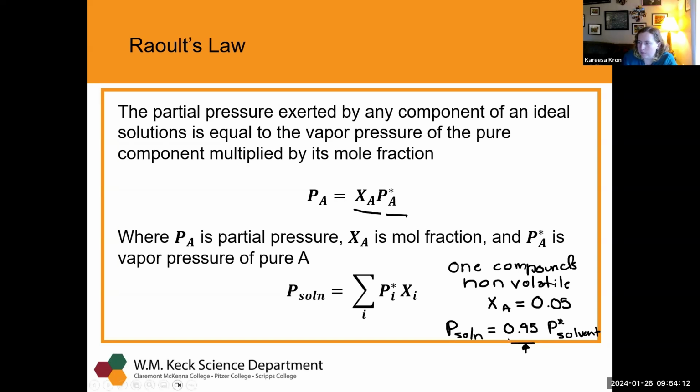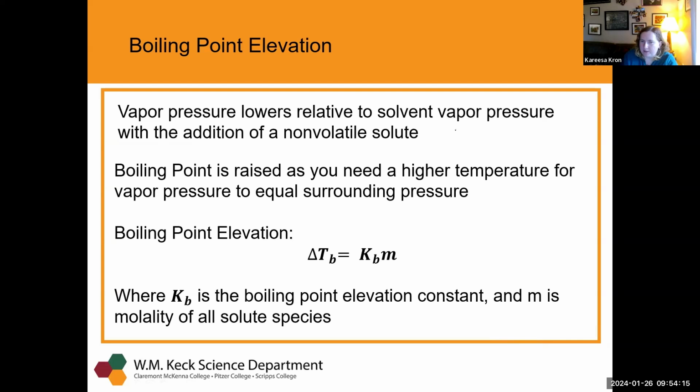And when you lower the vapor pressure of something with the addition of a solute, then we have to be raising the boiling point, because you're going to need a higher temperature in order to get your vapor pressure to equal the surrounding pressure of whatever system you're in. So the lowering of the vapor pressure causes this raising of the boiling point. And once again, it's only related to the concentration of the components, because that's the only thing we're changing about our particular system.